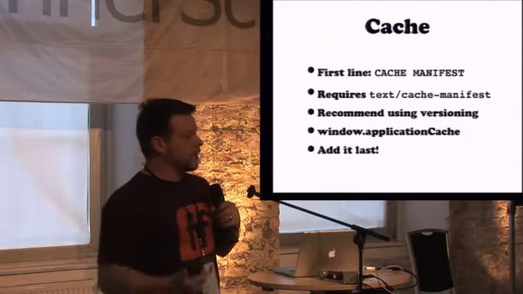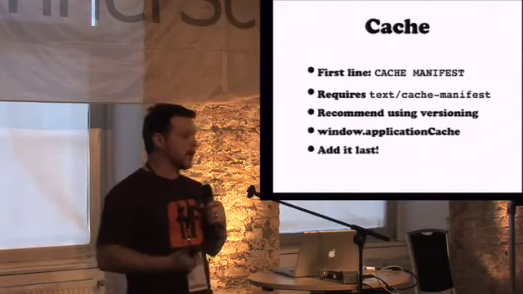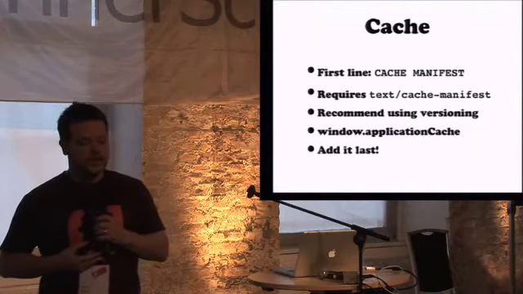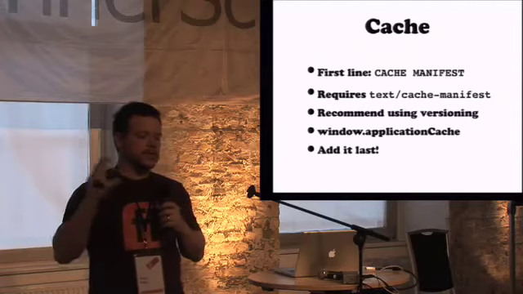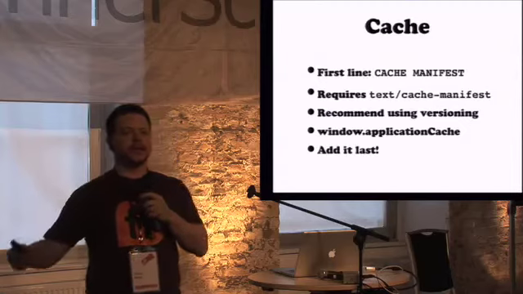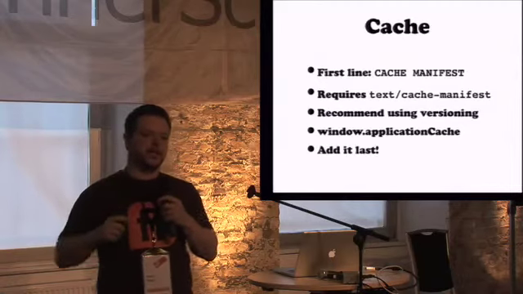So the first line needs to be manifest. You have to serve it as cache manifest. The version number, what that's for is if you touched a file, so if you change the timestamp on the file, the browser won't go and get it again. It's only if you change the contents of the file.